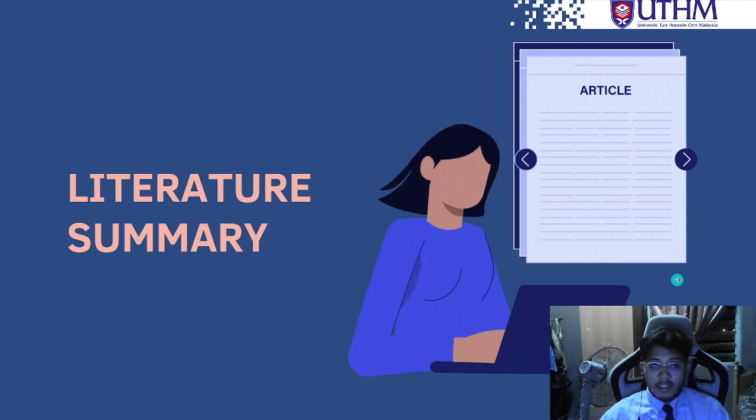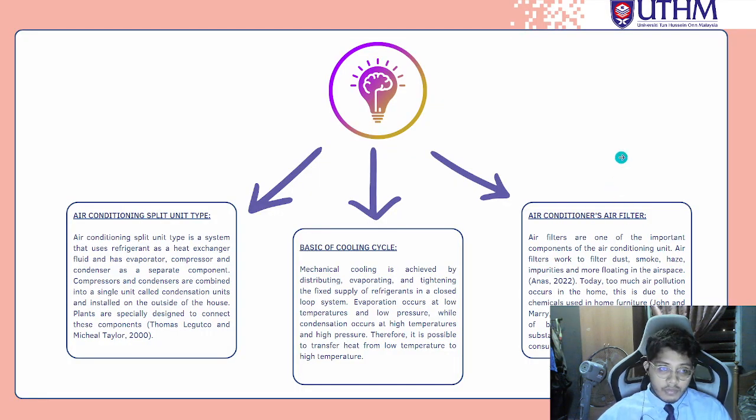Next part is literature summary. Number 1 is air conditioning split unit type. Air conditioning split unit type is a system that uses refrigerant as a heat exchanger fluid, and the evaporator, compressor and condenser as separate components. Compressors and condenser are combined into a single unit called condensation unit and installed on the outside of the house. Pipes are specially designed to connect these components.